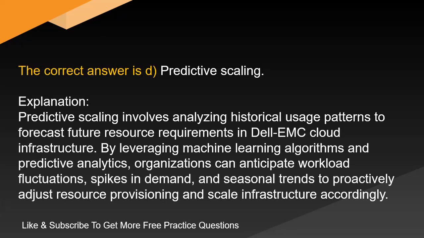The correct answer is D. Predictive scaling. Explanation. Predictive scaling involves analyzing historical usage patterns to forecast future resource requirements in Dell EMC cloud infrastructure. By leveraging machine learning algorithms and predictive analytics, organizations can anticipate workload fluctuations, spikes in demand, and seasonal trends to proactively adjust resource provisioning and scale infrastructure accordingly.